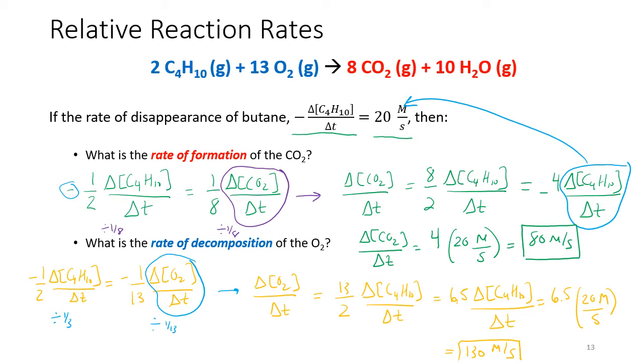If we were to write it out, it would still be negative change in concentration of O2 per change in time. That negative sign goes out in front of that fraction to indicate that the oxygen is disappearing or going away. We wouldn't say negative 130 molar per second, because you can't have a negative concentration or a negative time. So all those signs really tell us is if it's a reactant going away or a product being produced.